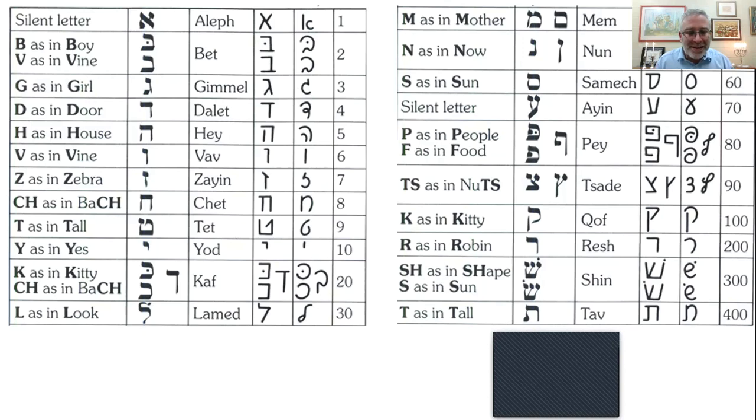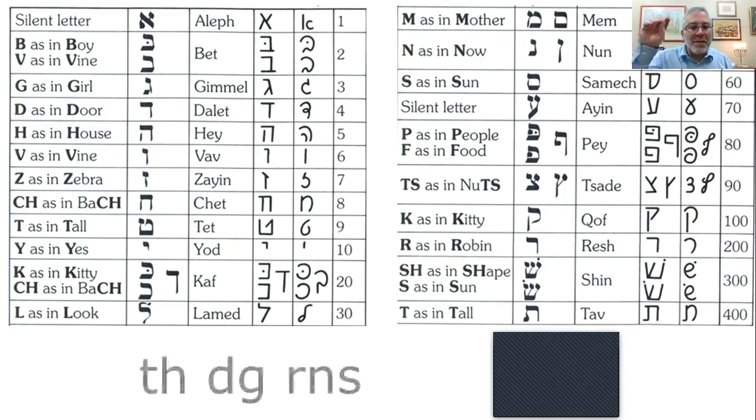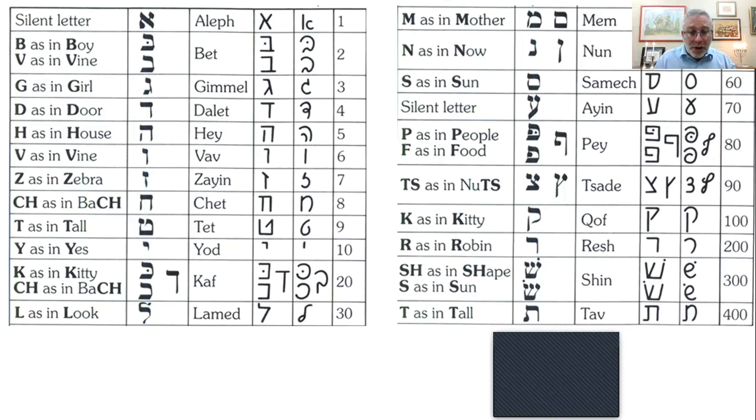But if I had a sentence that went like this, TH, DG, RNS, well, most likely it's the dog runs. You can figure it out by context. You don't need the vowels to understand the meaning of the sentence or the individual words anymore now that they're in context. So Hebrew, very early on, evolved the concept of not writing the vowels and simply understanding the words by context.